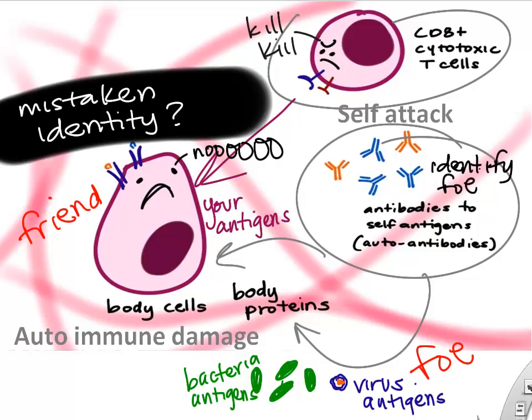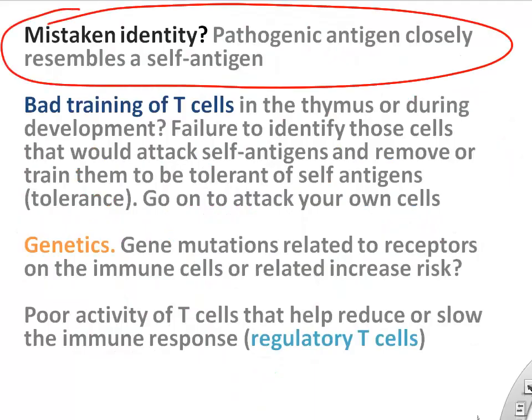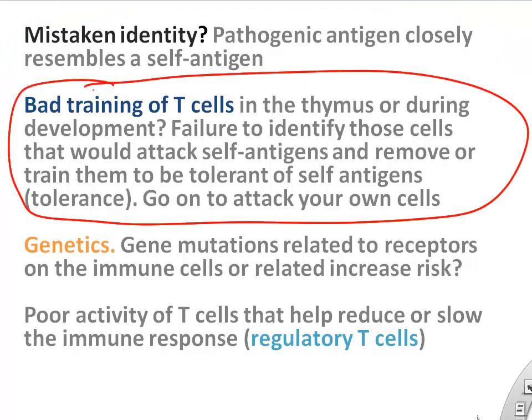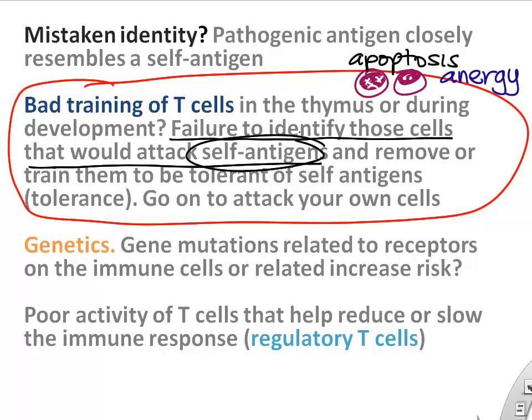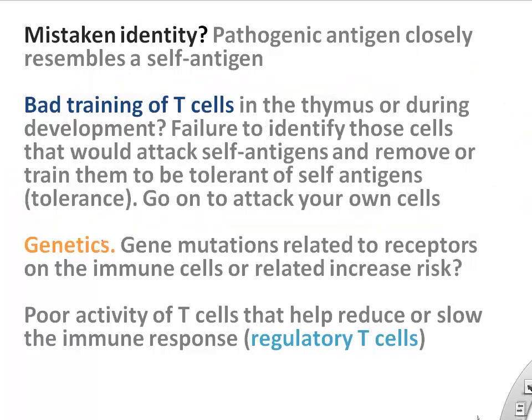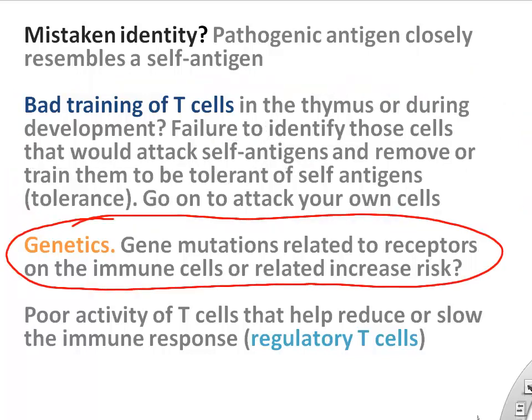Another theory, in addition to mistaken identity, would be bad training of your T cells. It turns out that when you're born and you're developing your immune system, the immune system cells that detect your self-antigens should either be destroyed through apoptosis or at least be told to be quiet and not attack anything. That's called anergy. So these self-antigens really should not invoke or cause an immune response, but in some people they do. So perhaps bad training of your T cells.